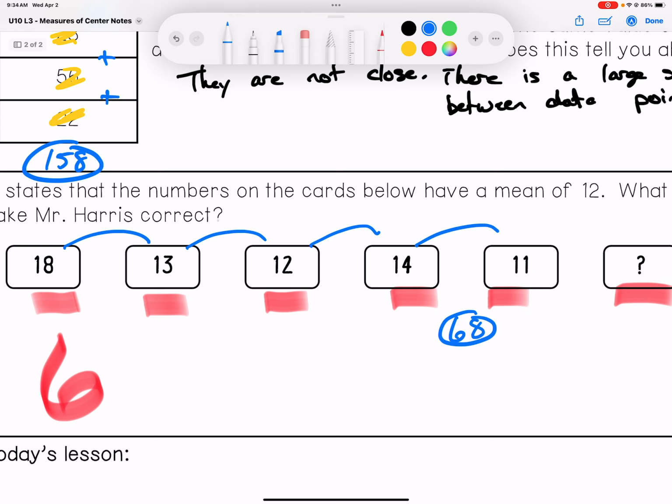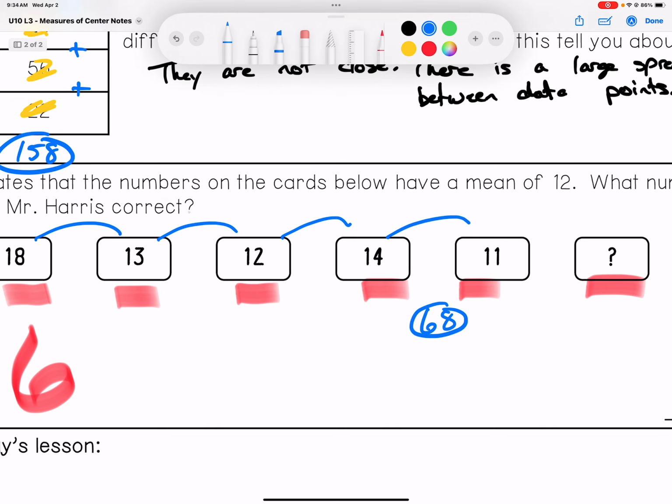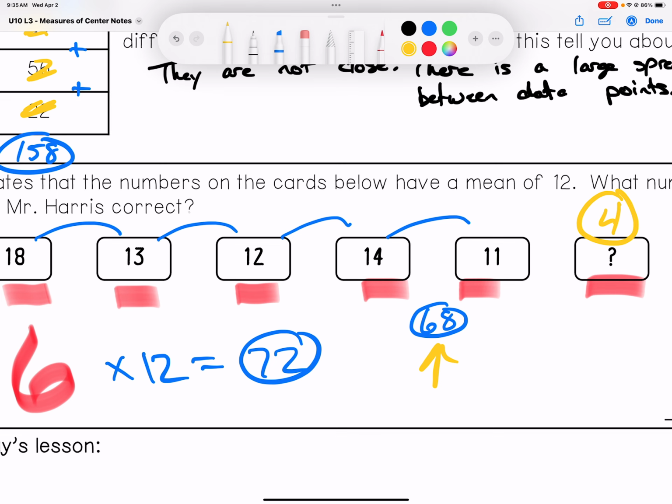What number do I need to get to? What number divided by 6 makes 12? So what's the opposite of division? Multiplication. So what number can I multiply by 12 and get? What is that going to give me? It's going to give me 72. So the total should be 72. Well, right now it is 68. So what does the missing number need to be? 4.